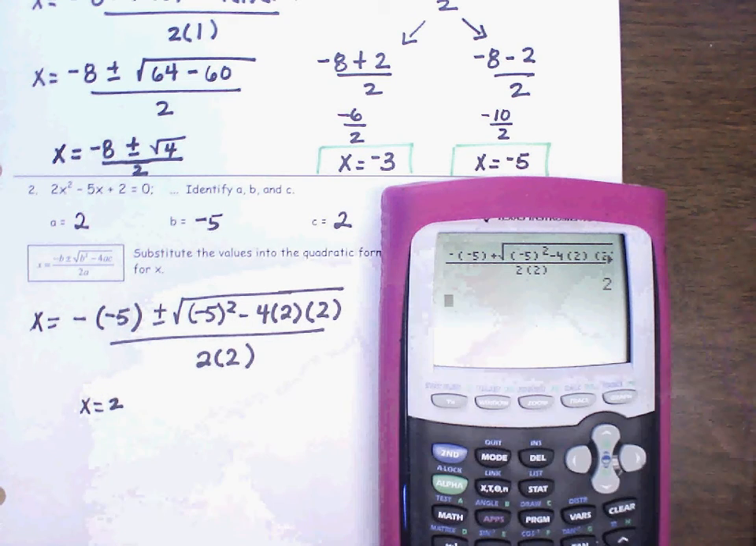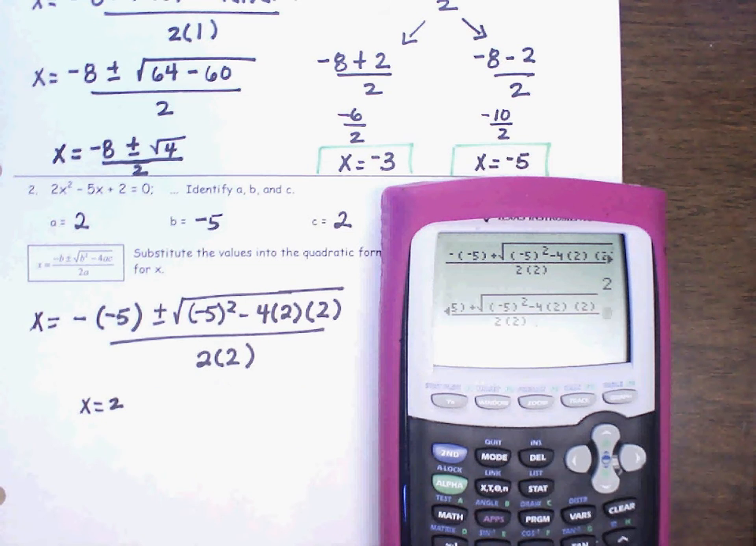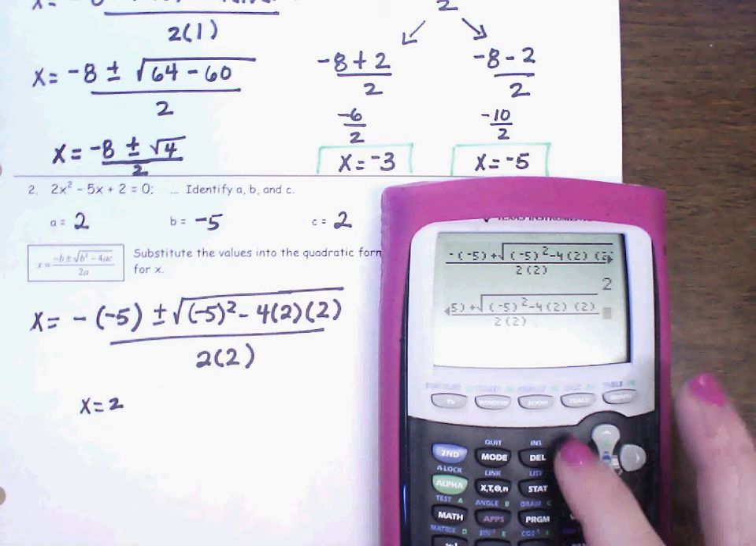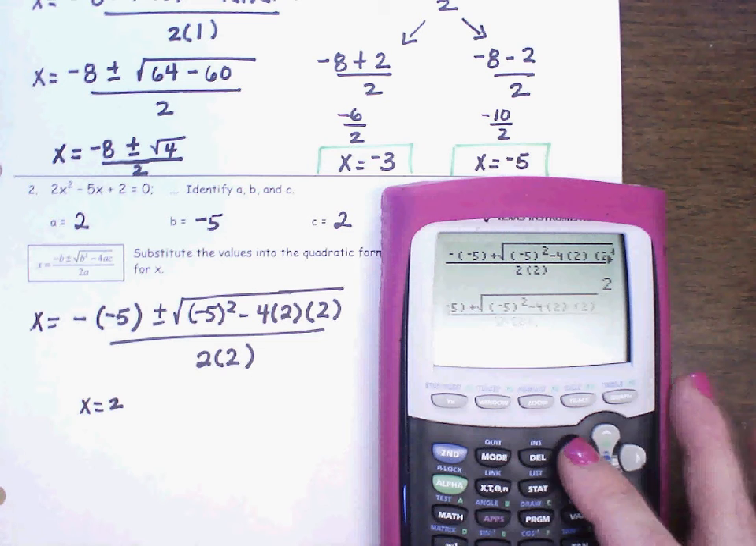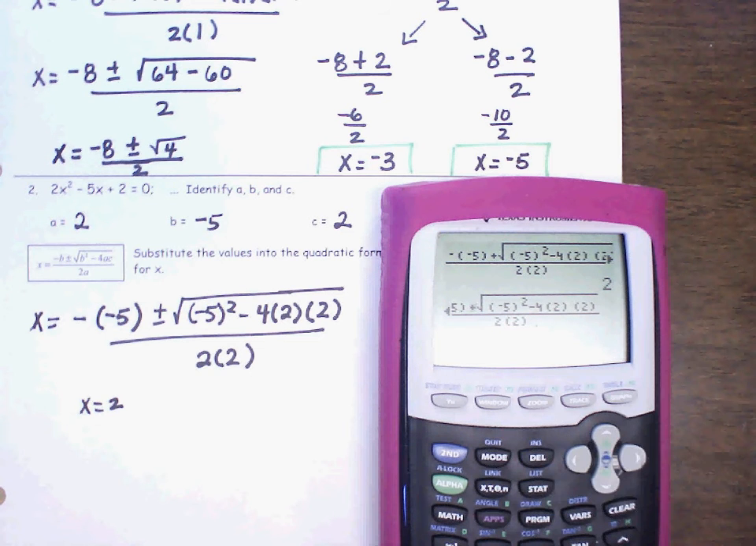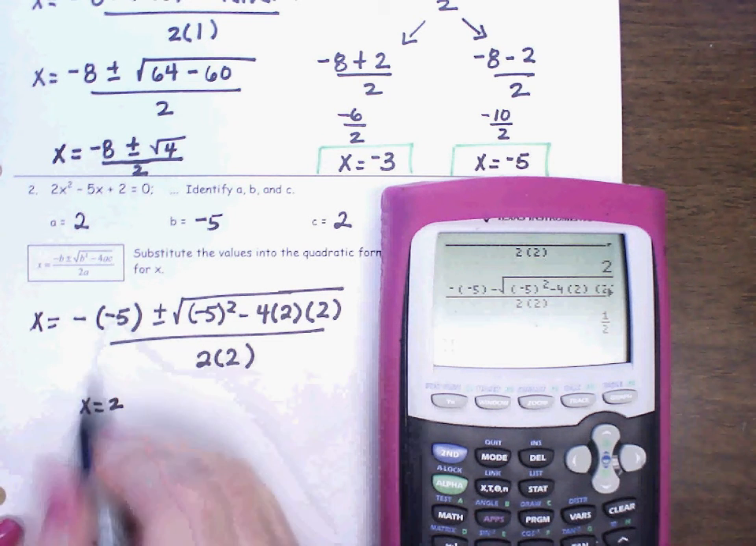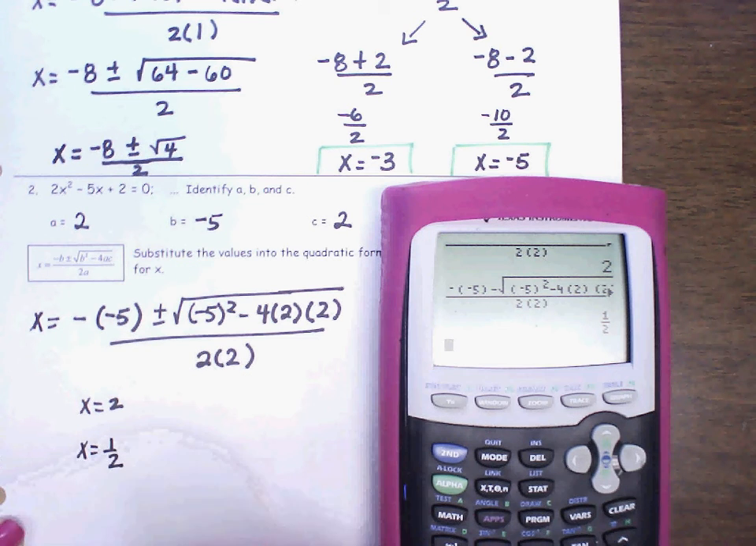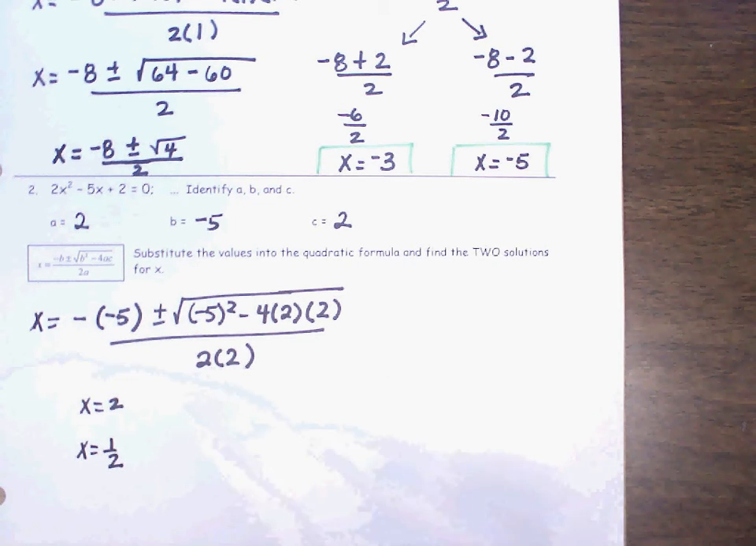Who the heck wants to write all that again? Not me, because all I need to do is change that plus to a minus, right? So I'm going to do second, enter. It will write the last thing that you wrote back up, and then all I'm doing is going all the way down to that plus and changing it for a minus. That's a lot better than trying to write all this thing all over again. Then you hit enter, and your other one would be 1/2. So my zeros are 2 and 1/2.